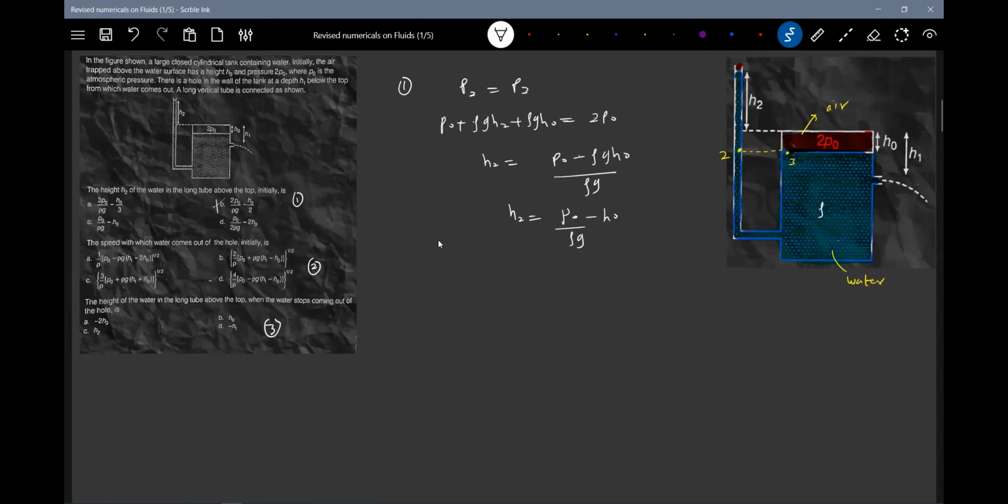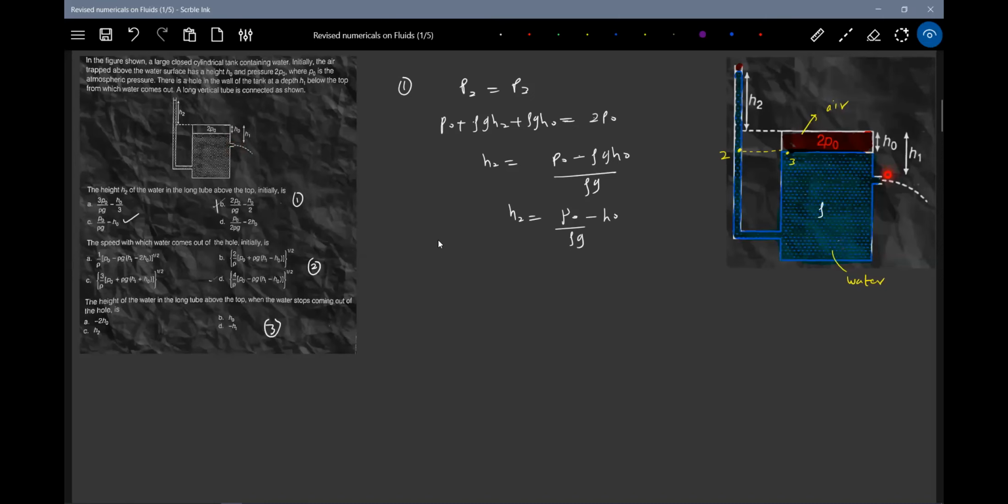P naught by rho G minus H naught. Okay, this will be our option. Don't get scared. Nothing is there in the problem. The pressure at this point should be equal to this particular thing initially. Now the speed with which water comes out of the hole initially: I'll open the hole, it will start coming out. So what should be the pressure at this point?